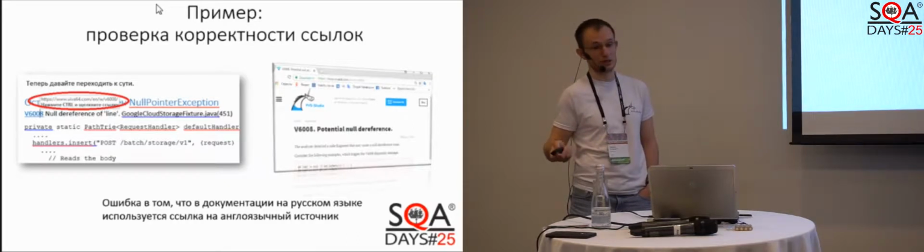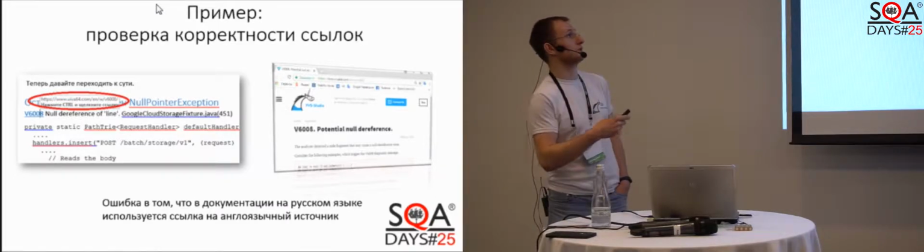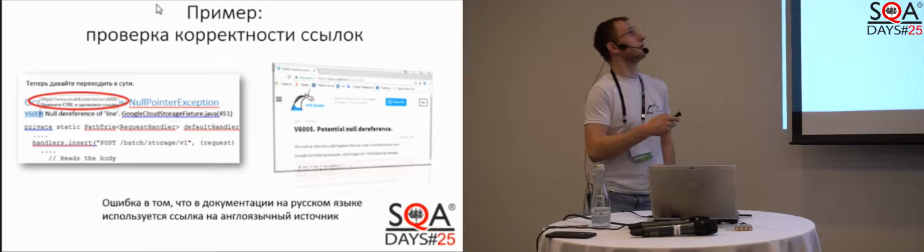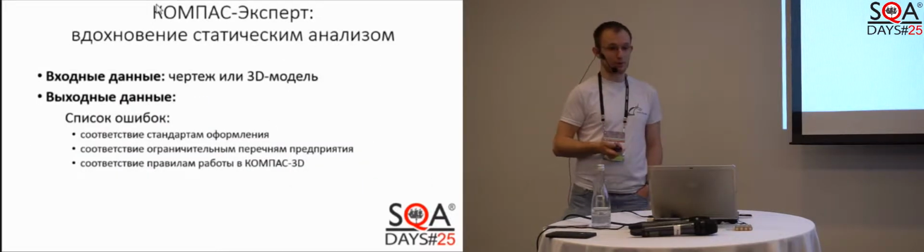Another example, we check the accuracy of links. Well, we have to give links to sources in the Russian language, and here in the Russian article we have a link to the initial document, which shouldn't be like that. That's why we check the links.